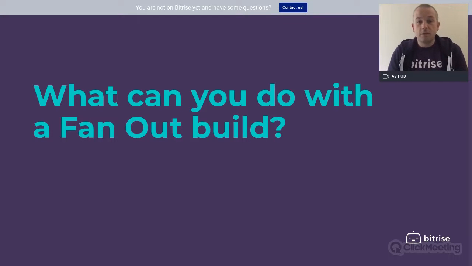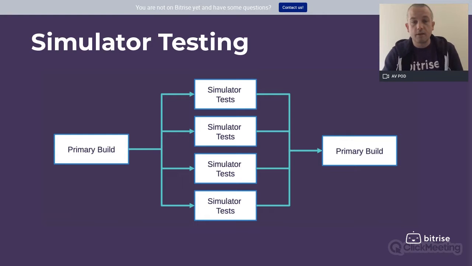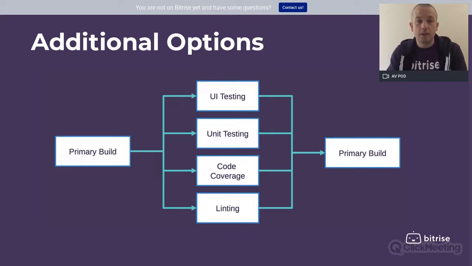So what can you do with a fan out build? There's a couple of options. What I'm going to focus on today is this first use case: simulator testing. The main task here was to take very long running tests that could take 90 minutes, and split those up to run in parallel so that we can complete those tasks in a fraction of the time. But you can also mix and match it with other additional options, like unit testing, code coverage, and linting. You can even build different variants or flavors of your application in parallel, so that you can speed up those test times.